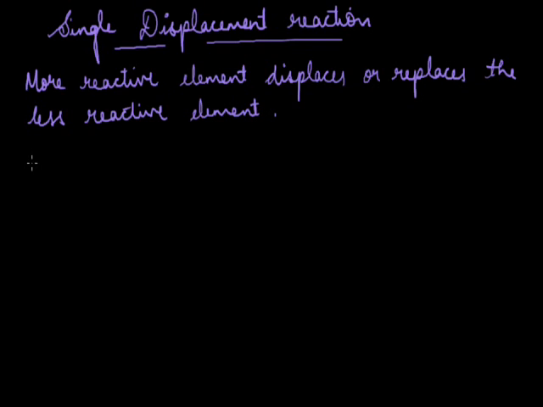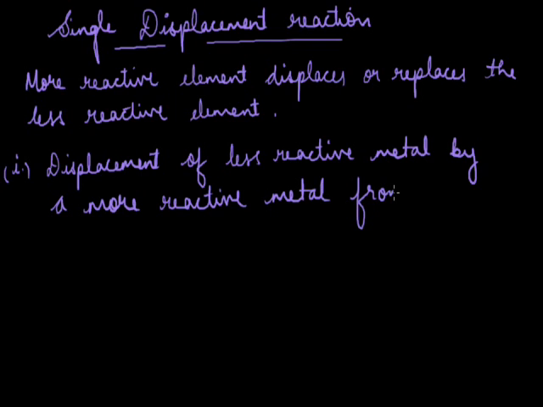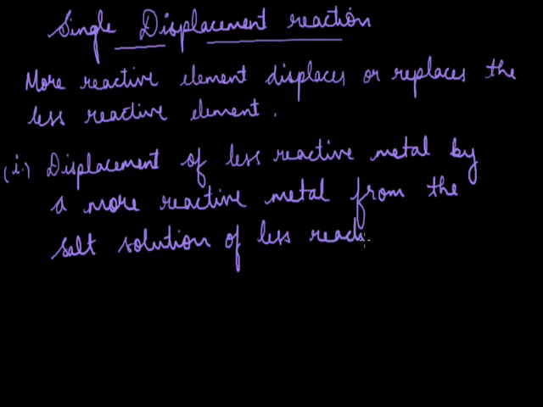Now this can be explained by the following examples. For example, in the first category, we see the displacement of a less reactive metal by a more reactive metal from the salt solution of the less reactive metal.